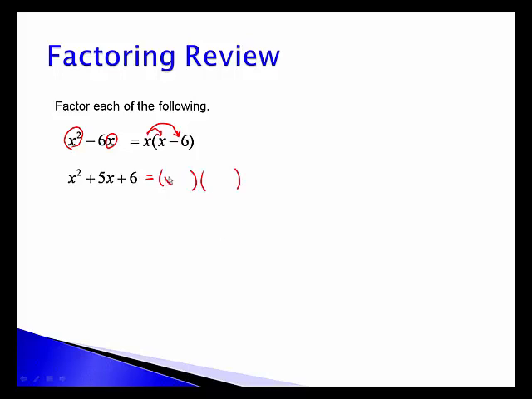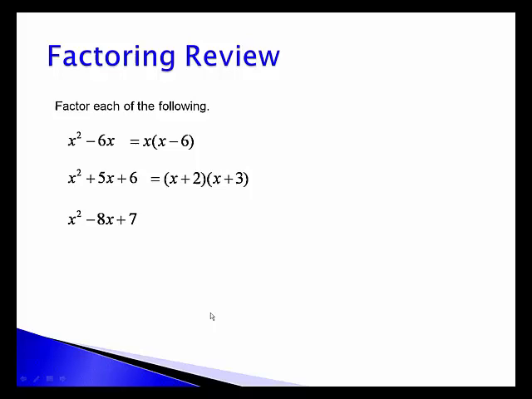Remember, x's go here. Because this is plus, it tells us the signs will match, and this tells us they will both be plus. So I know that both the signs will be plus, and then I'll look for two numbers that multiply together to give me 6 and add together to give me 5. So we would look for 2 and 3. So it is equal to x plus 2 times x plus 3. Let's continue now with another example.